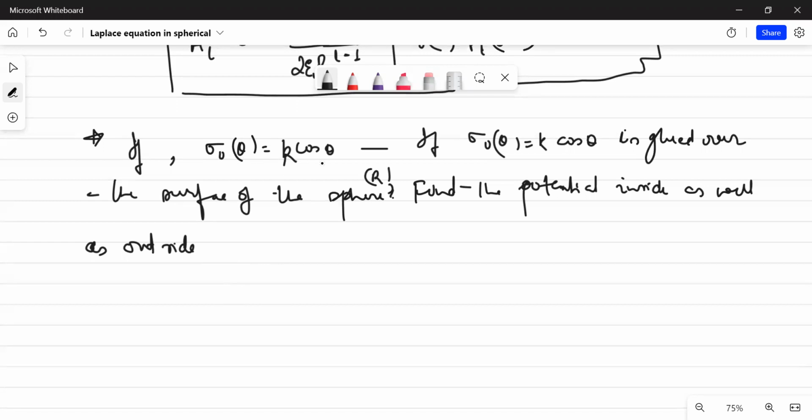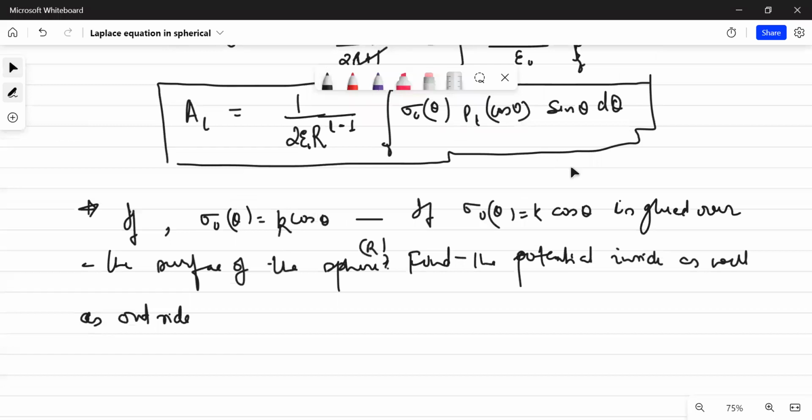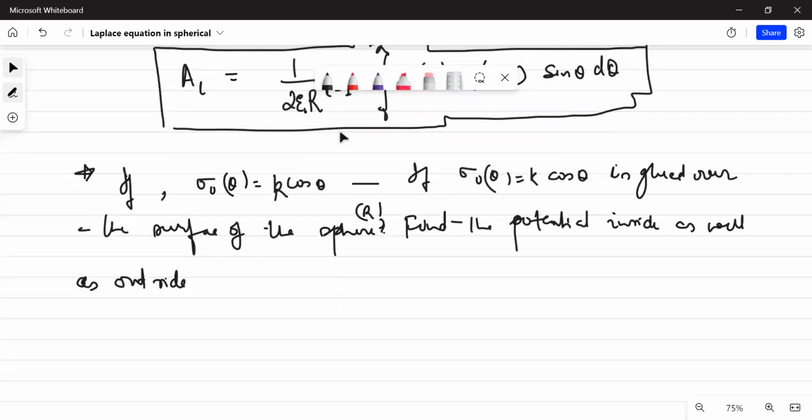So we wanted to find potential inside as well as outside. The sigma naught is known as k cos theta. And see, I've already stated my AL is in this format. Otherwise, you'll take a general approach, the same approach that I've taken. But here I have already calculated AL, so I'll use my AL. Otherwise, we'll take a general approach. General approach, मतलब समझ रहे हो? मतलब I'm not going to remember this expression.